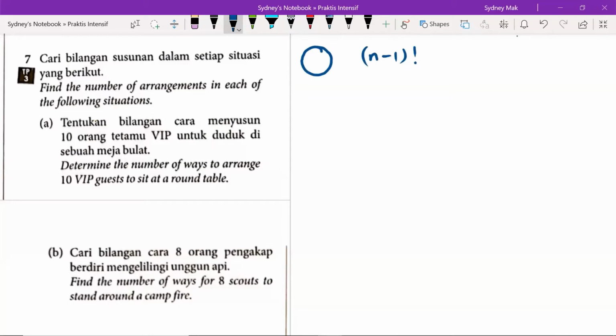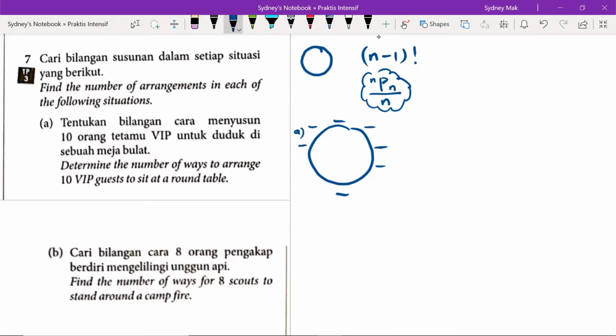Okay, we can use this formula, or we use nPn and then divided by n. We can also use this formula. Okay, all right, now we can also use the illustration. I like to use the illustration. So for A, let's just draw 10 empty slots. So 1, 2, 3, 4, 5, 6, 7, 8, 9, 10.